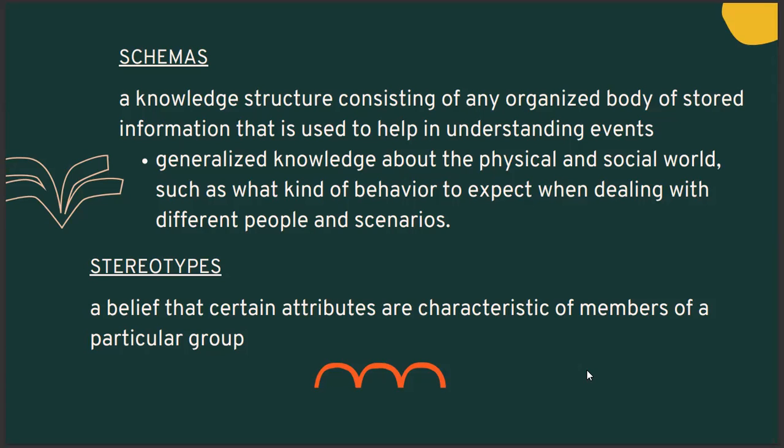What is it that tells you that you are supposed to dress and act differently in those places? You're going to be surrounded by different people and you're going to be in a different scenario. How do you know to change your behavior? It's a knowledge structure consisting of the stored information that you've gained throughout your life to understand how to act in different scenarios. And that is exactly what a schema is.